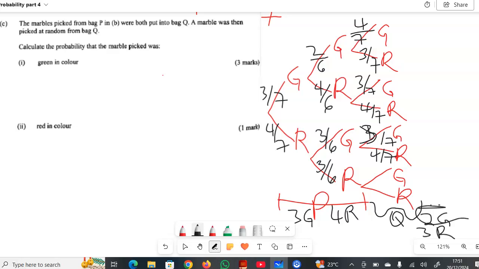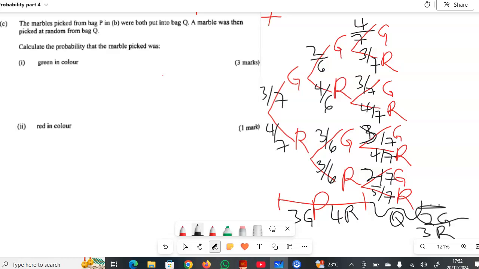Then in any case, the first case we had picked red from P and another red from P. Then our number of green is going to remain 2 out of 7. And then the red, there were 3, then you add 2, you get 5. So 5 out of 7.